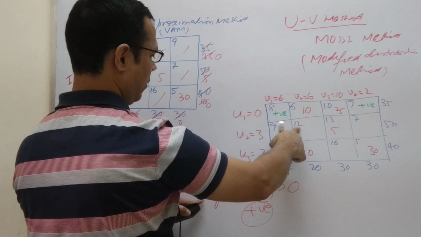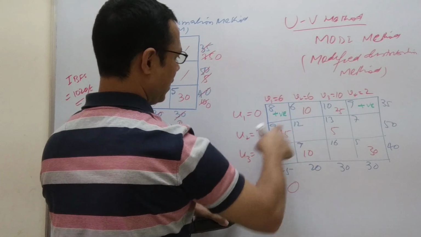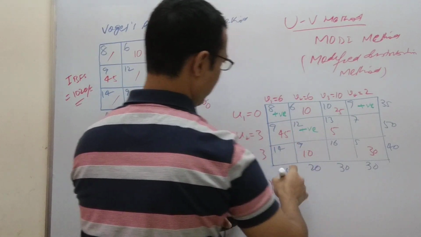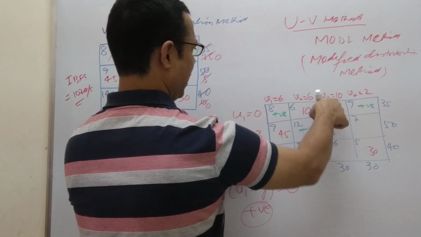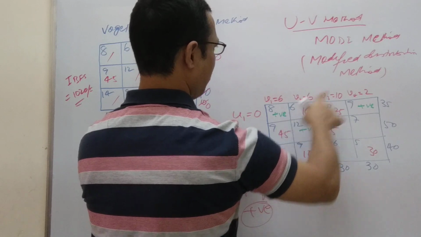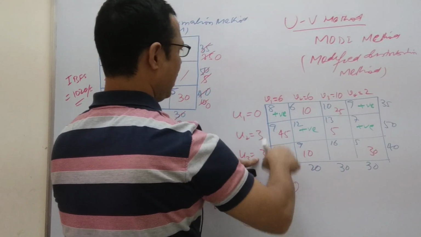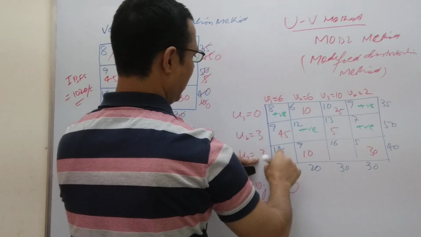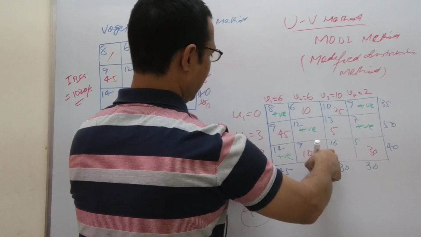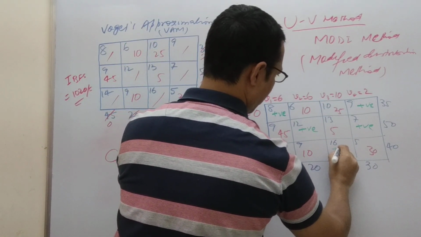This one, Cij is 12, ui is 3, vj is 6. 3 plus 6, 9. 12 minus 9 is 3. This is also positive. For the next unallocated cell, Cij is 7. 3 plus 2, 5. 7 minus 5 is 2, positive. Here for this unallocated cell, 3 plus 6, 9. 14 minus 9 is 5, positive. Here Cij is 16. 3 plus 10, 13. 16 minus 13 is 3, positive.